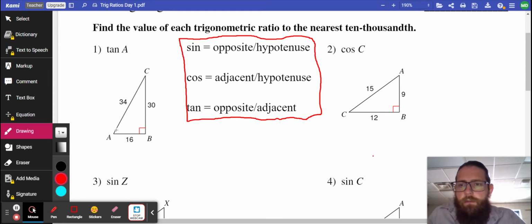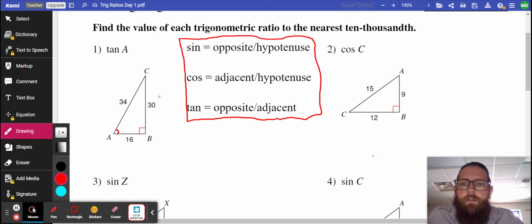First thing we'll do is note that the angle we're working with is the angle A because it says tangent of A. And that makes a difference because now that I know that A is down here and that's where we're focusing, I can see that the opposite of A is 30. The adjacent of A is 16, and the hypotenuse of this triangle is 34.